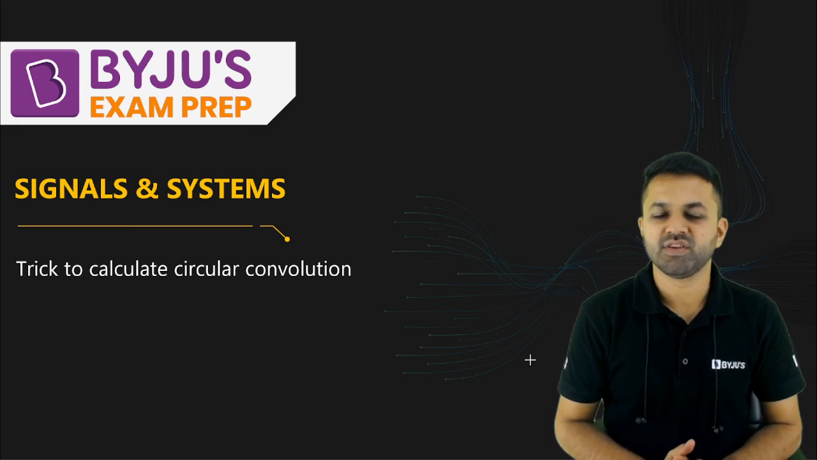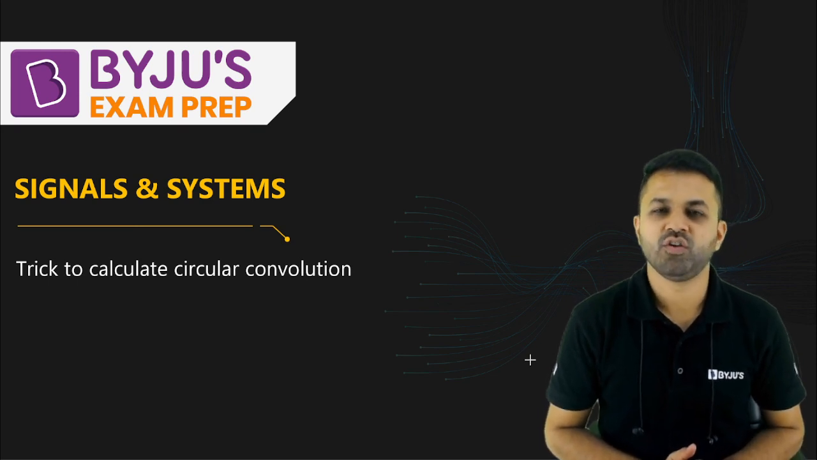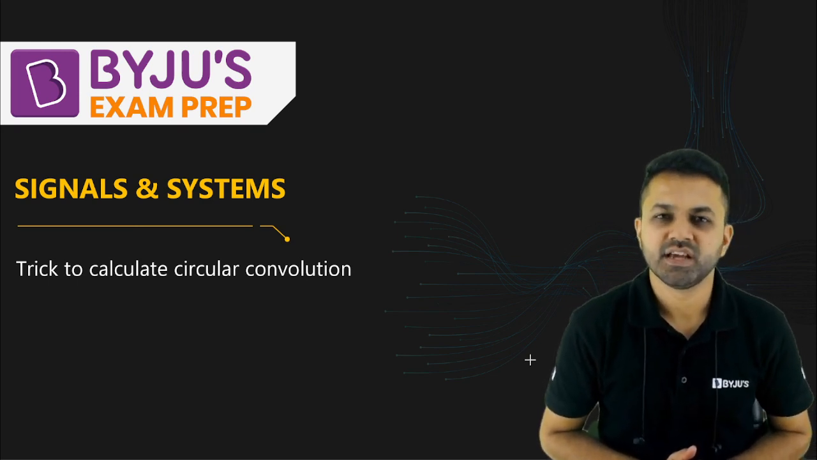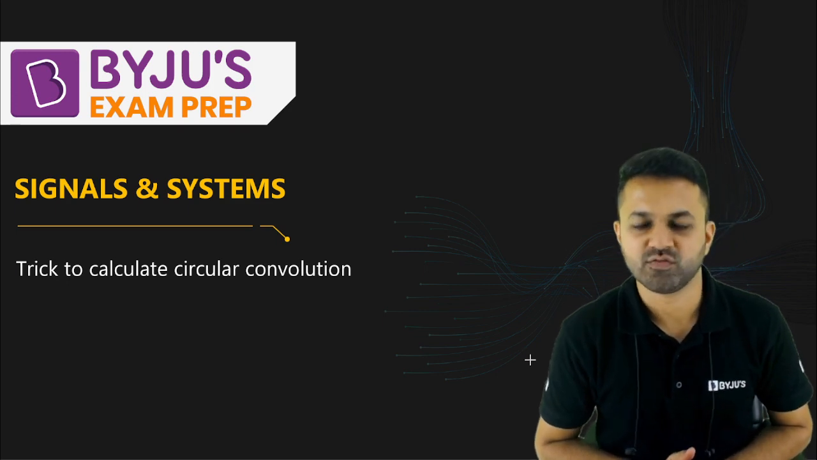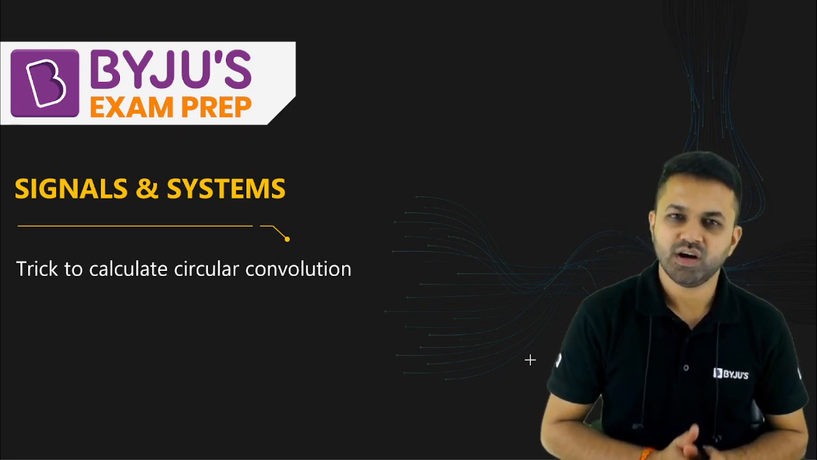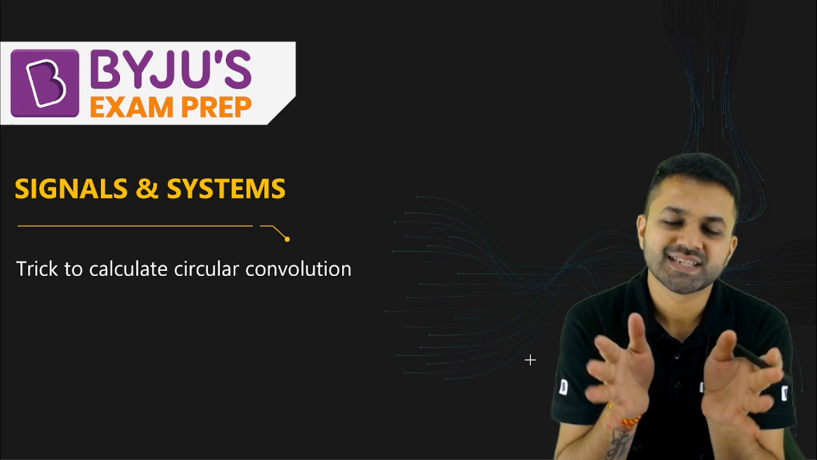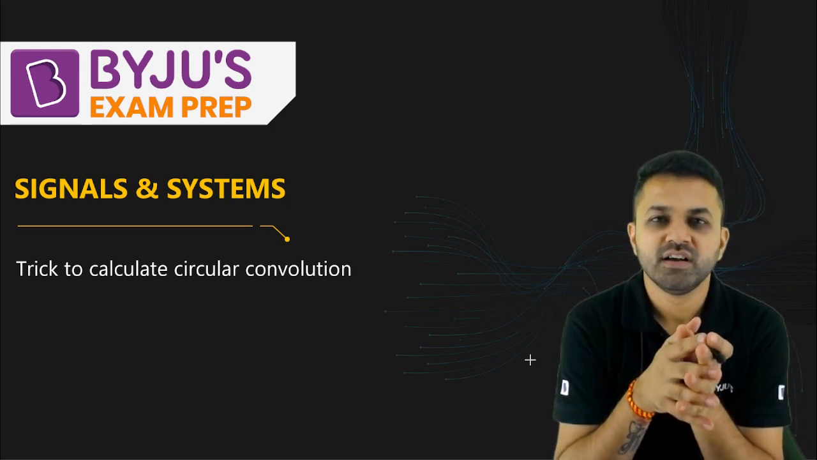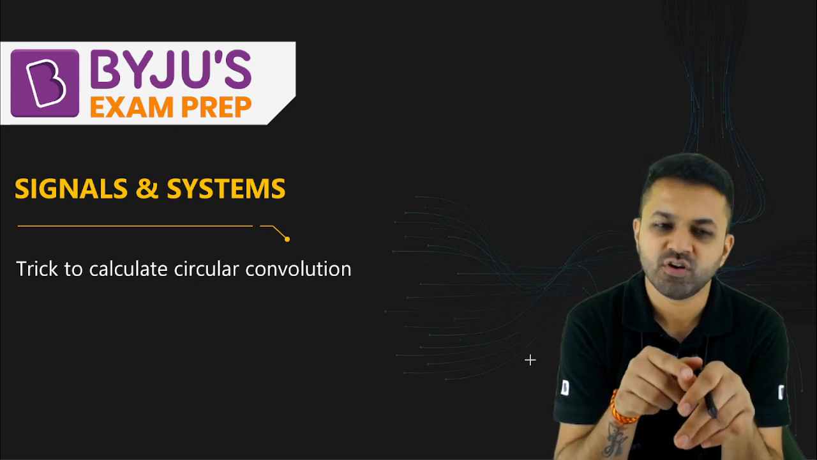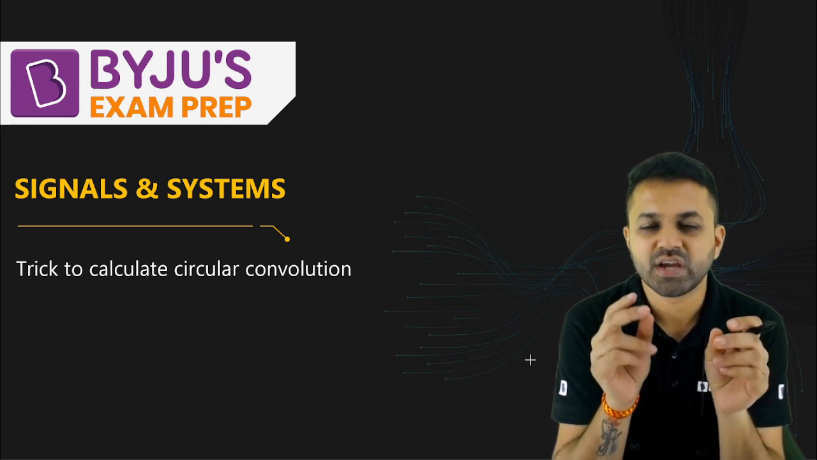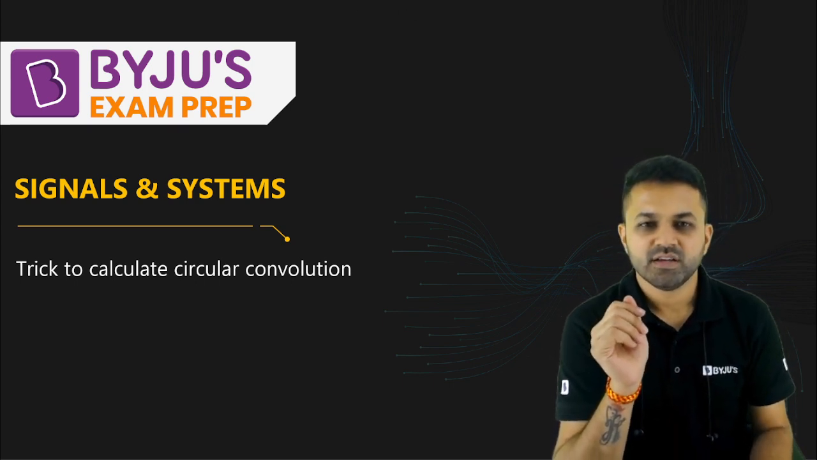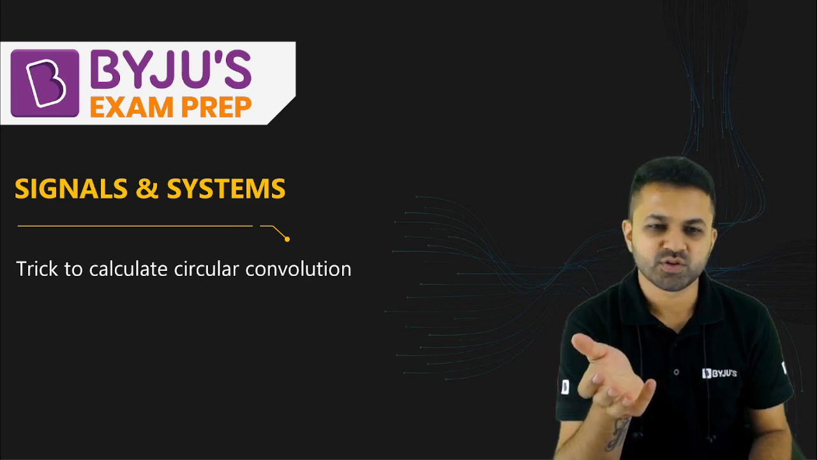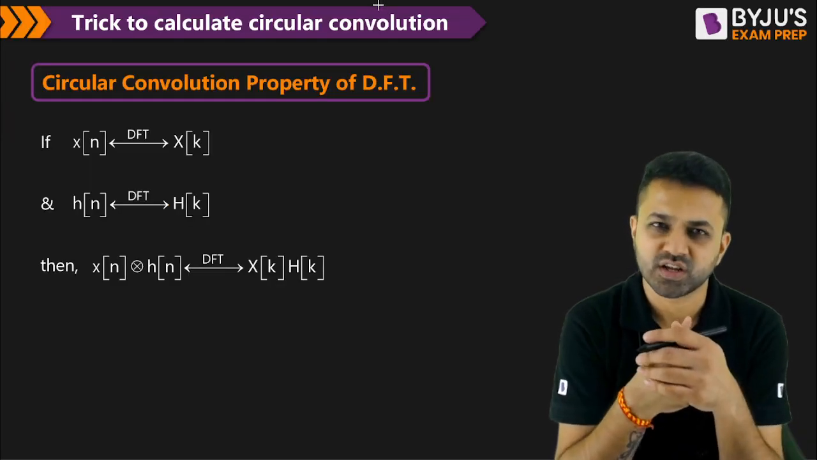So I'm here with a small trick of signals and systems to calculate the circular convolution. If you have two discrete time sequences of finite duration and you want to calculate their circular convolution, then you can use this trick. Before going into that, I am also discussing one small property of circular convolution.